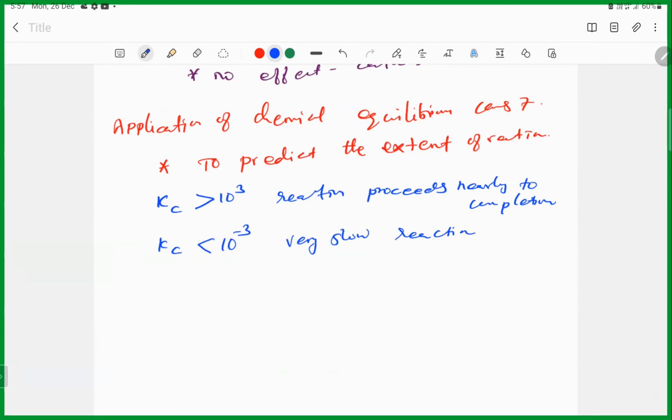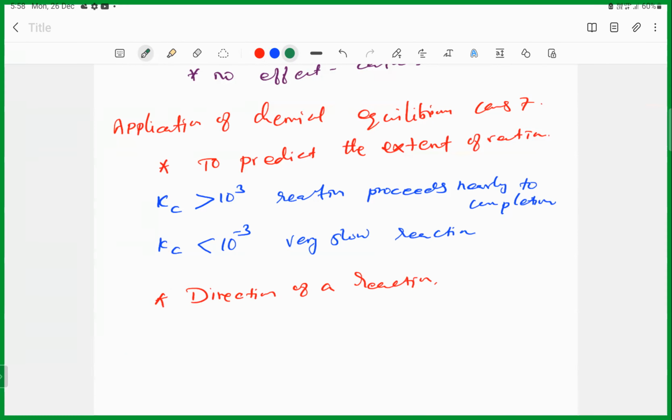And then it can also help to predict the direction of a reaction. How does it help? If Kc is in the range of 10 power minus 3 to 10 power 3, an appreciable concentration of both the reactants and products are present.